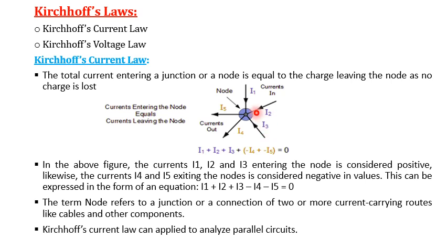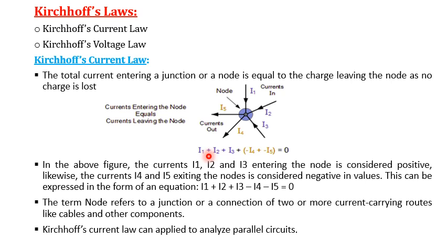Since these currents are entering, their magnitudes are considered positive values. Here I4 and I5 are leaving the node, so the magnitudes of I4 and I5 are taken as negative values. Since the current entering the node equals the current leaving the node, this is the actual statement of Kirchhoff's current law. That is, current entering the node equals current leaving the node, or you can say that the algebraic sum of the currents entering and leaving the node is equal to 0. This is the statement of Kirchhoff's current law.